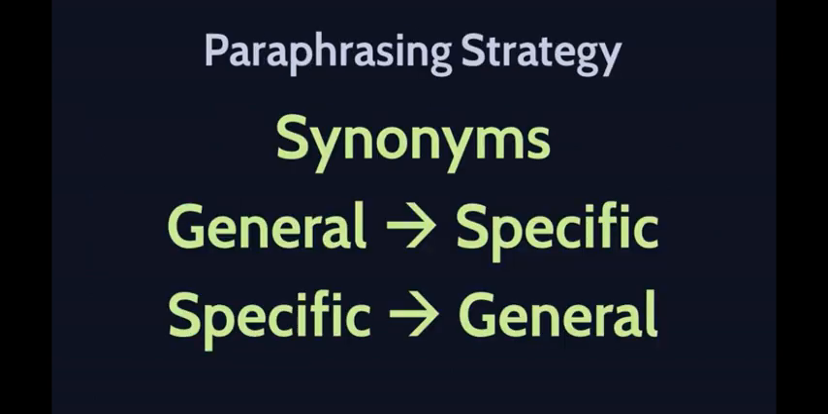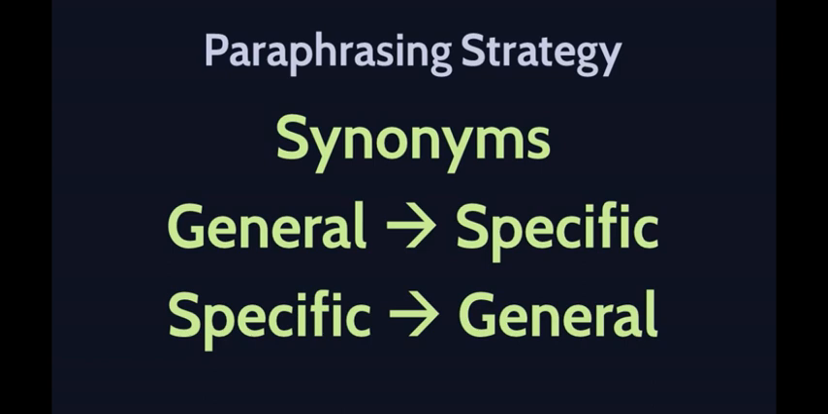A paraphrasing strategy that I really like is, first of all, to think of synonyms. That's pretty basic. Most people do that already. But there is a second and third step that can really help you. If the word is general, like a category, try to think of specific items within that category. And if the original word is a specific item or a very specific word, try to think of a general category that it might belong to. So from general, think of something specific. And from specific, think of something general.